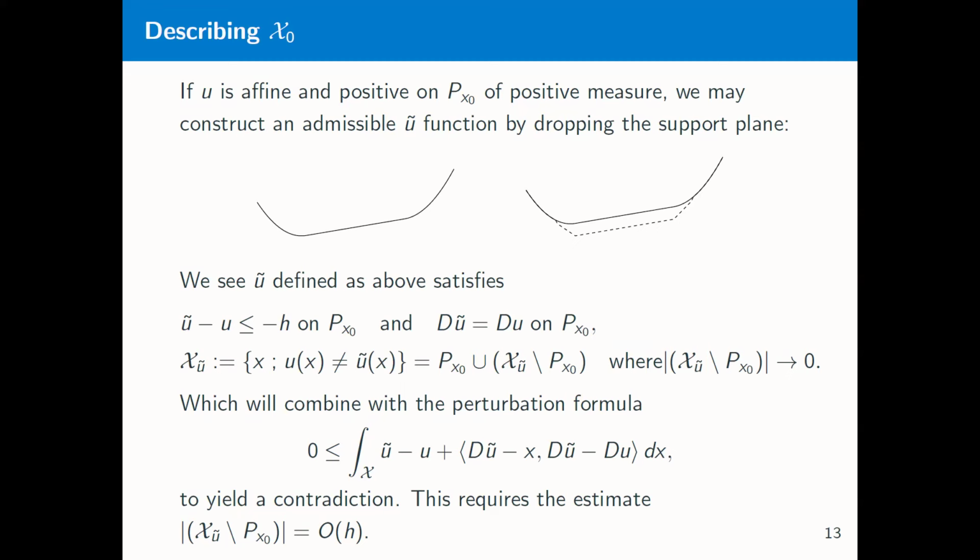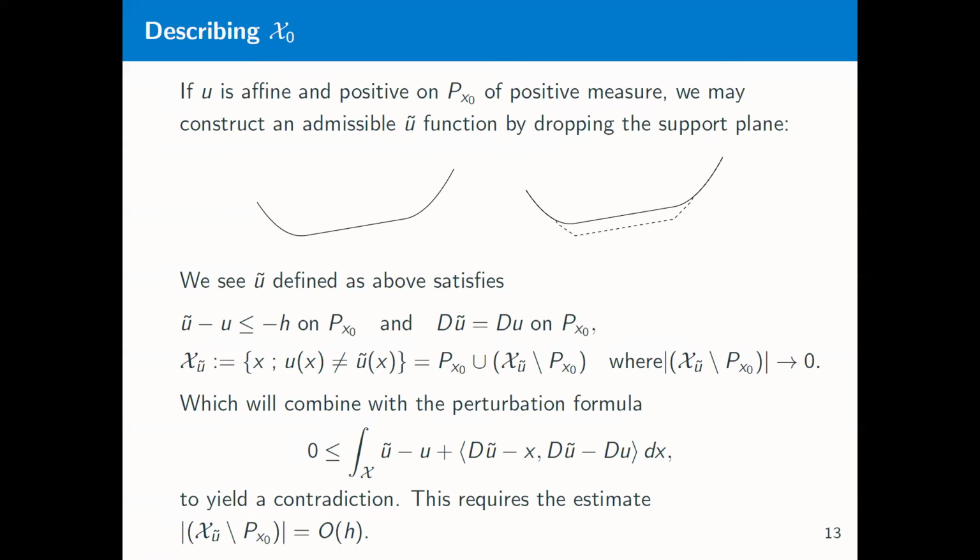Now, there'll also be these points here off the contact set where we have a little less control of our function. Certainly, it doesn't have the same derivative. But if we denote the set where you're changed by this curly x u, then that set where you've changed, but you're not in the original contact set, has measure 0. And we're going to be able to prove that, in fact, that set's measure goes to 0 at least order h.